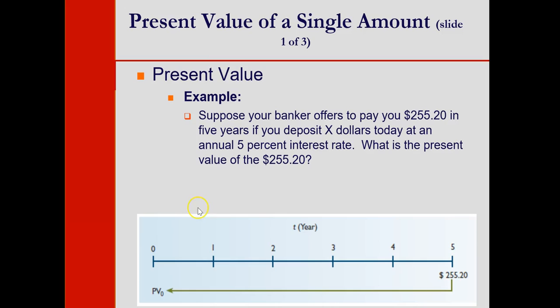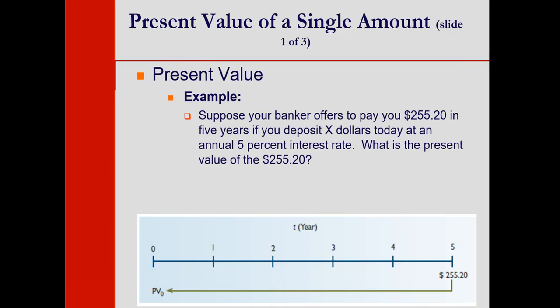So look at this timeline right here. This timeline shows you the situation clearly, that after 5 years your banker is offering to pay you $255.20, and it would be deposited at a 5% rate. So what is the present value? That means we want to get the value here at time 0.